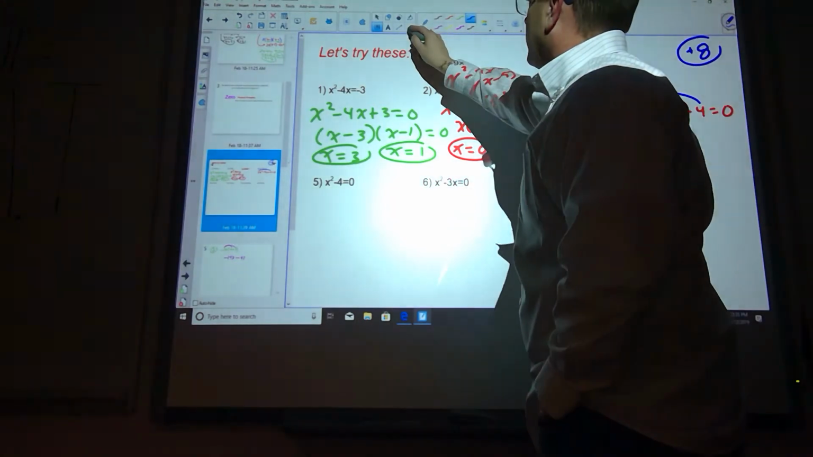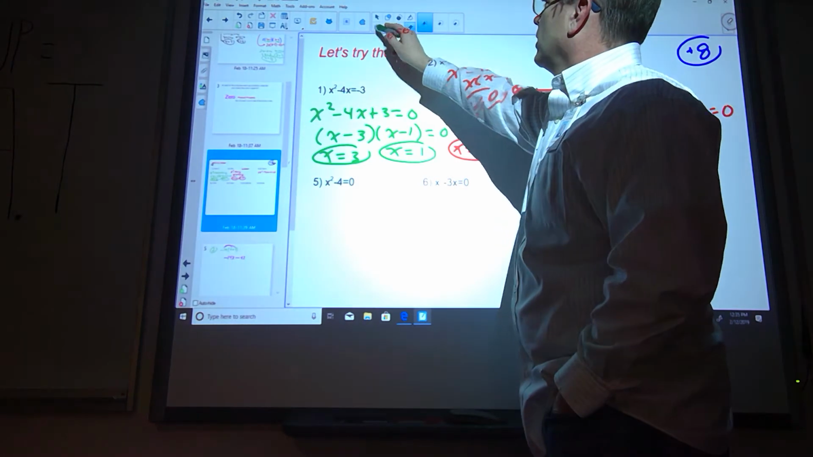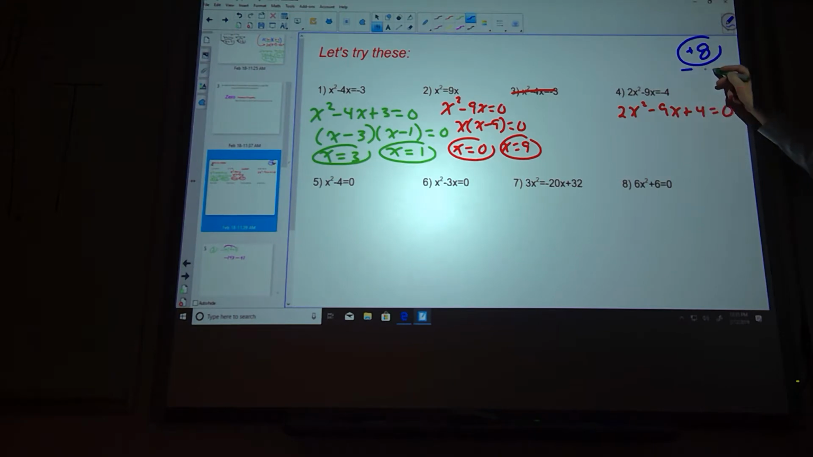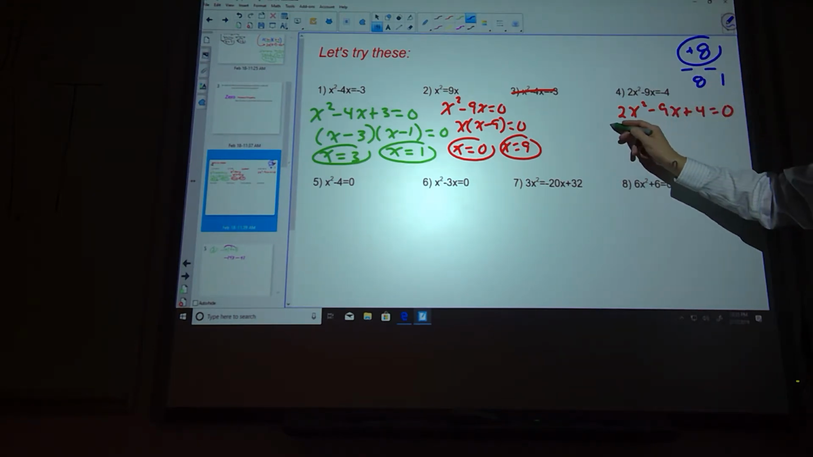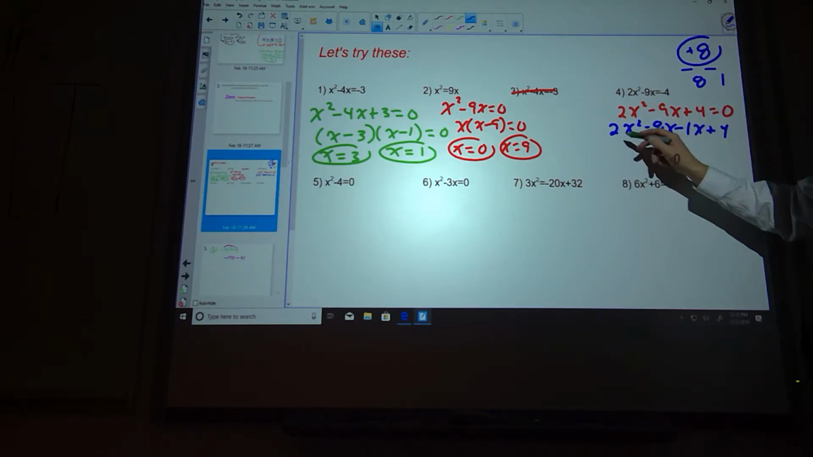Of course, I struck right through it. So it's both positive or both negative? Oh, look at that 8. Both negative? 8 and 1? Okay, so I get 2x squared minus 8x minus 1x plus 4.